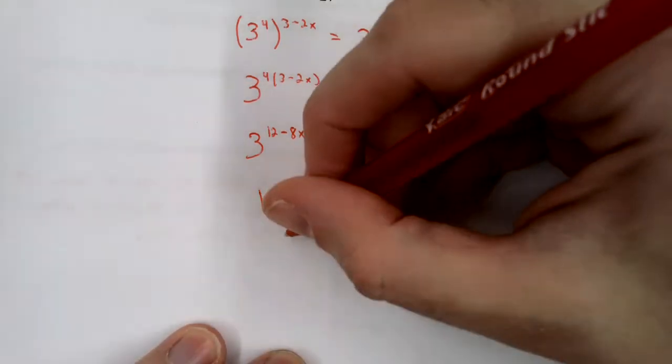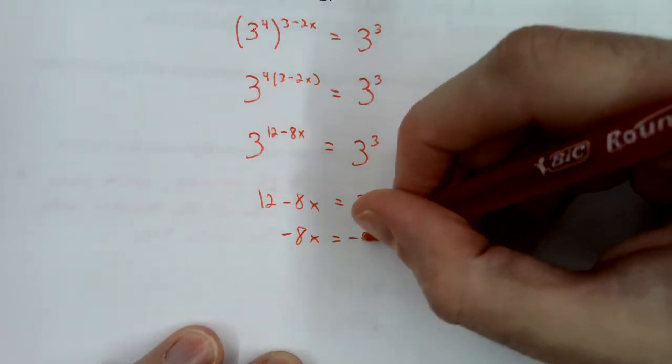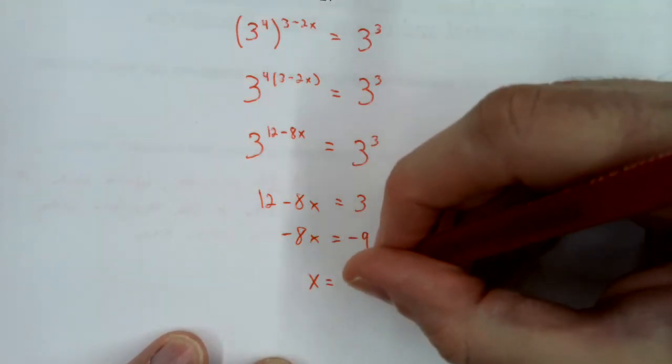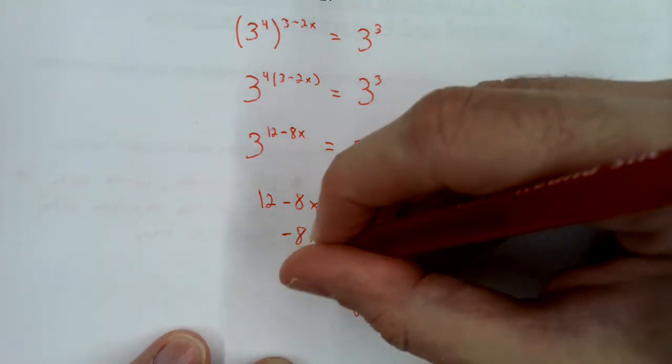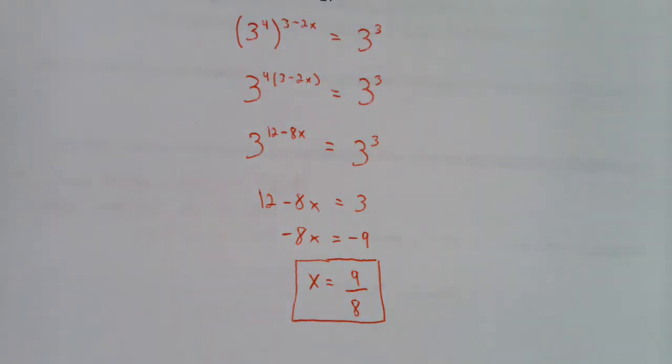Subtract 12 on each side. Negative 8x equals negative 9. So x equals 9 over 8. It's okay to get fractions for answers. You don't always get nice answers, as you've seen in this class.